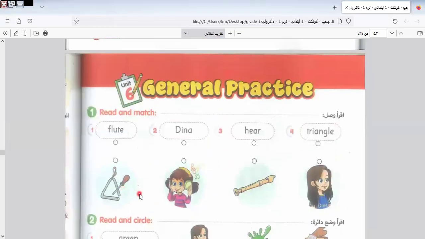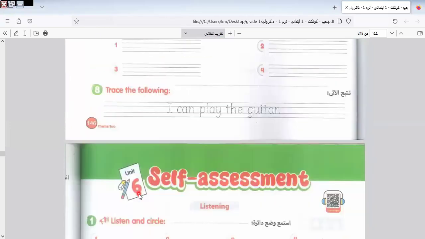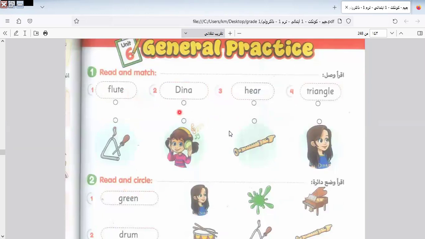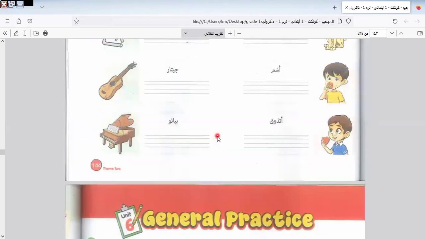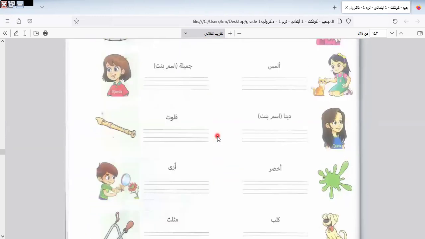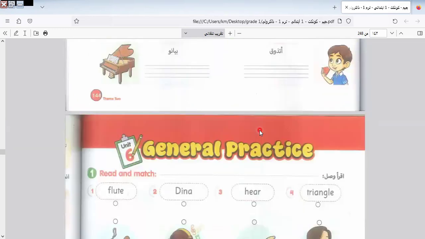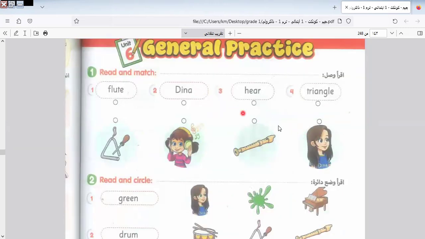Here is a practice on general in unit 6. I will answer one and I leave the one to do by yourself. Here is flute. Which one is flute? This one. Dina. Which one is Dina? I think Dina is the one wearing blue, not red. Red is Jamila. So the one wearing the blue shirt is Dina. Here. This is flute. This one is Dina.